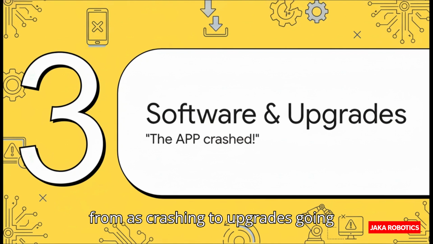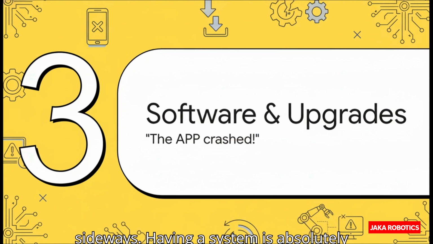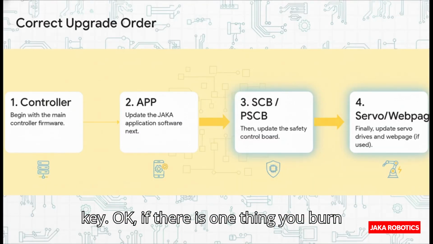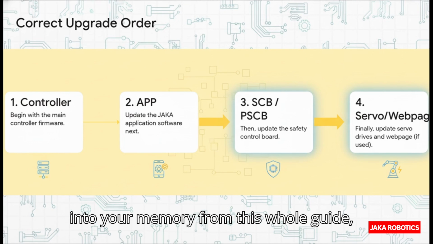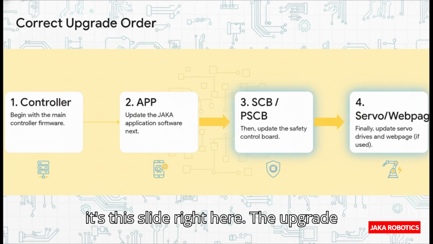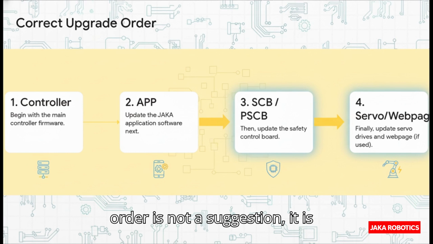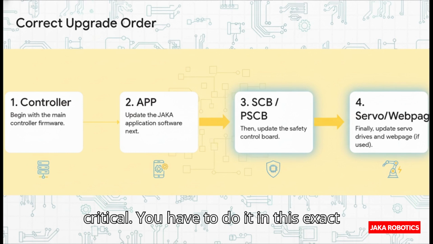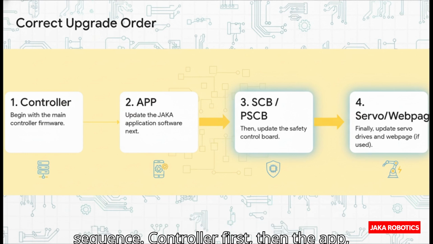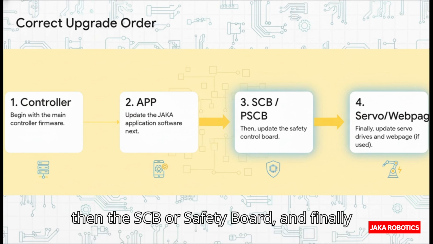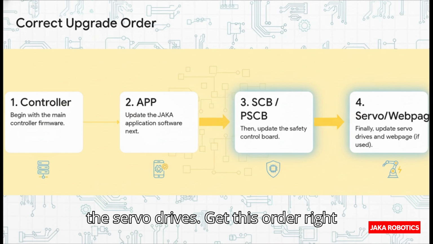From apps crashing to upgrades going sideways, having a system is absolutely key. Okay, if there is one thing you burn into your memory from this whole guide, it's this slide right here. The upgrade order is not a suggestion. It is critical. You have to do it in this exact sequence. Controller first, then the APP, then the SCB or safety board, and finally the servo drives.